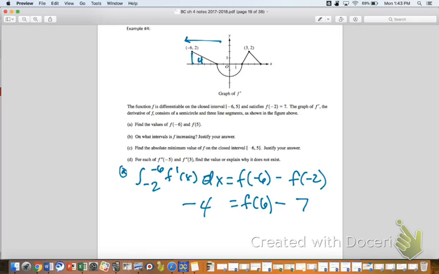Accumulating from left to right, basically stuff above is positive, stuff below is negative. The other way, it's reversed. Why would that be, Liz?